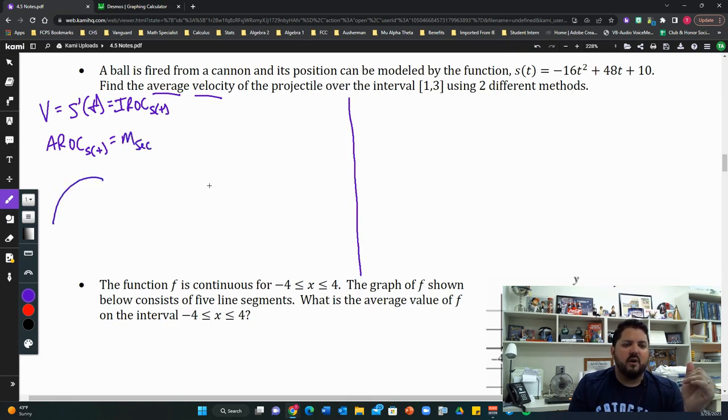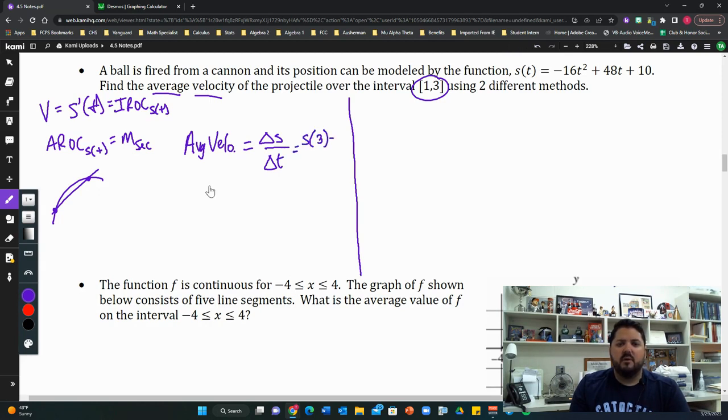So if I had the graph of s of t and I pick 2 points on my interval from 1 to 3, and I found the slope of that line, that would represent the average velocity or an approximation, the average rate of change of position. So that's how we go about this with differential calculus. So if you recall, in this case, we're going to say average velocity is equal to the change in position over change in time. So that is like saying s of 3 minus s of 1 over 3 minus 1.